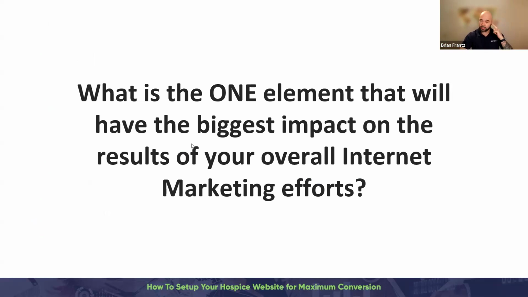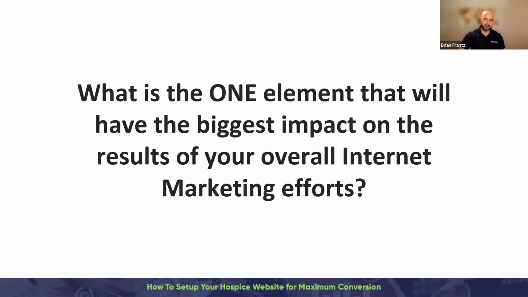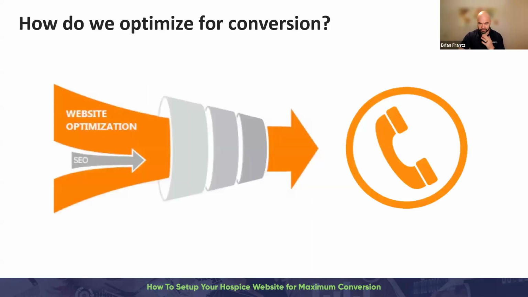So yeah, think about this for a second. If we go back and look at the 12 things that can be done to enhance the conversion effectiveness of your website, what is that one thing that you think could be missing? Maybe there's a few things here that you want to consider. But let's think about that one thing that will have the biggest impact. And then we'll continue to move on here.